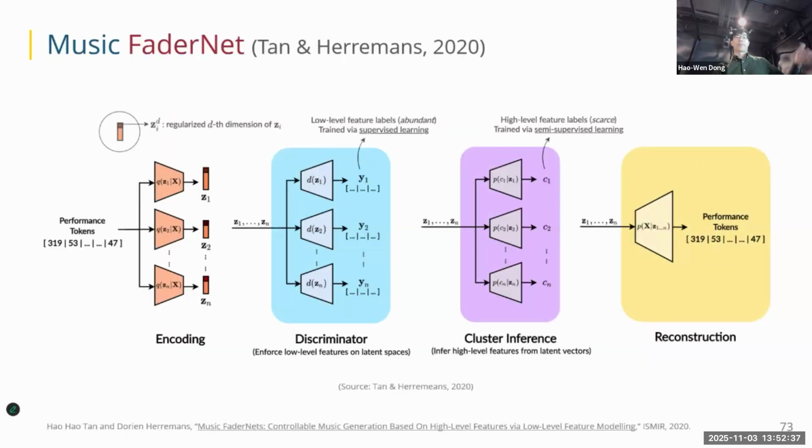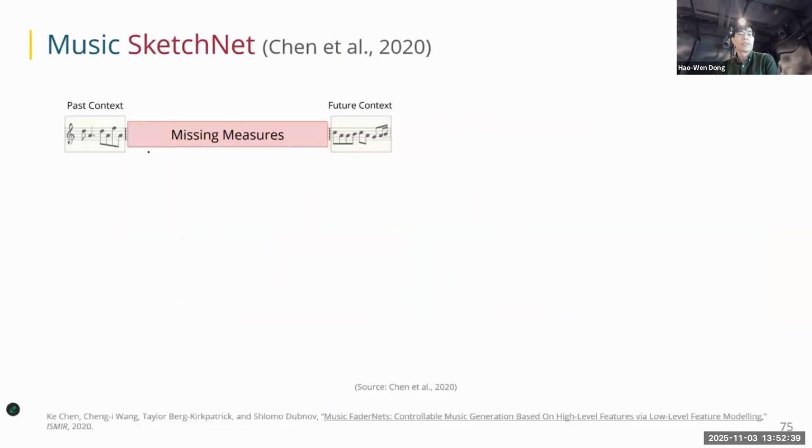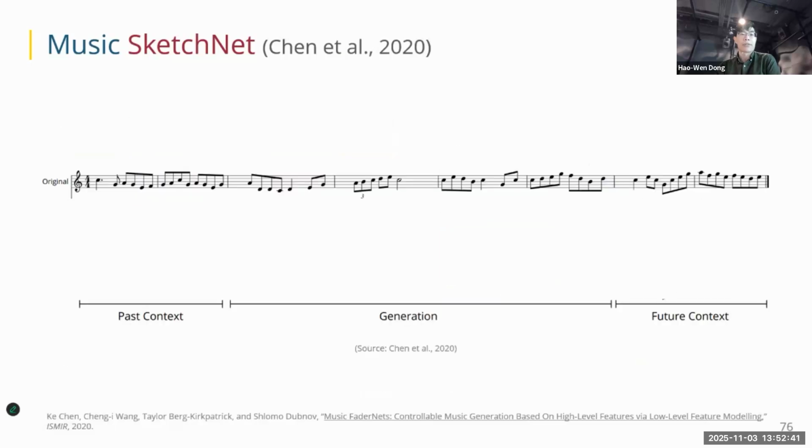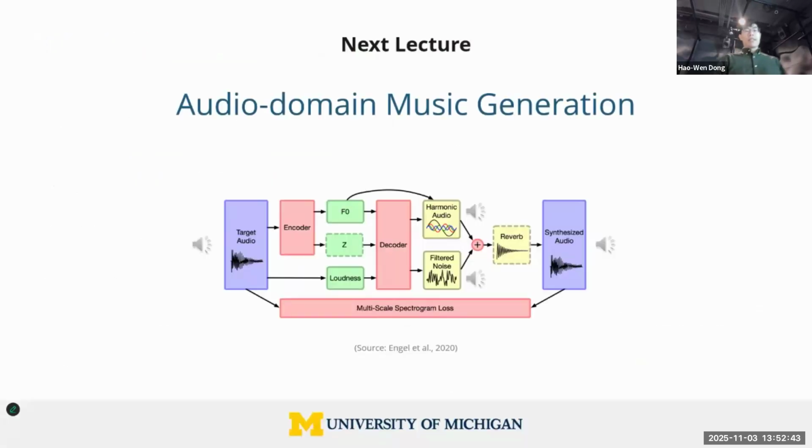And we also talked about some of the control-level music generation models. Cool, I will skip this. But today we are going to talk about audio domain music generation. We will start from generating music in the audio domain, which basically means waveforms or spectrograms. At the end, what you want to get is not just sheet music that you have to use a synthesizer to synthesize, but rather the audio directly.